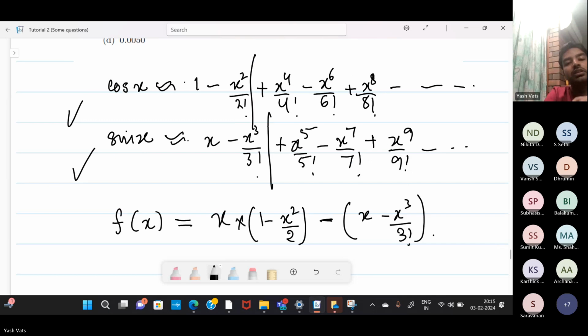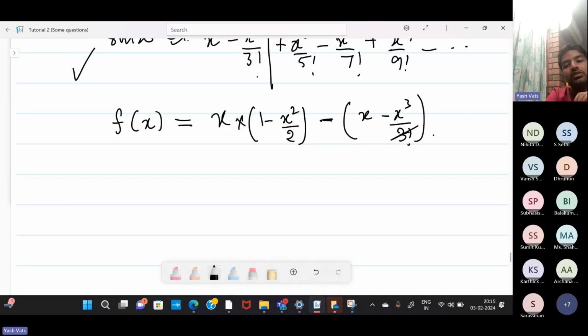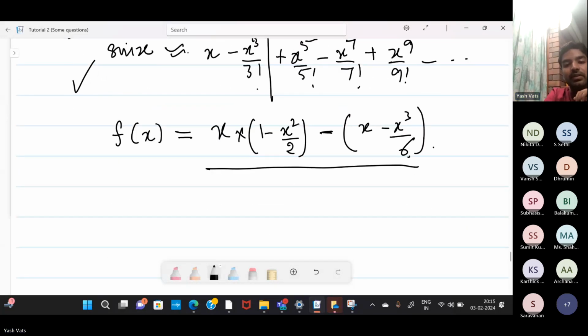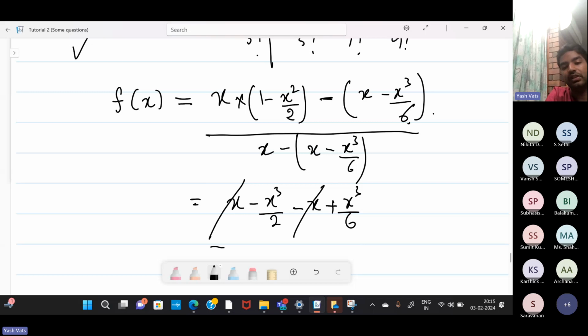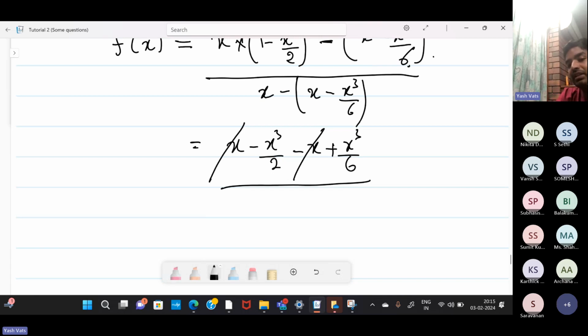Okay. And 3 factorial is just 6. So this one is just x minus sin x, so it is just x minus, let's choose, x minus x cubed by 6. Okay, so what should be the value? It should be x minus x cubed by 2 minus x plus x cubed by 6. So just cancel this x over here. And minus x cubed by 2 plus x cubed by 6 is just minus x cubed by 3.